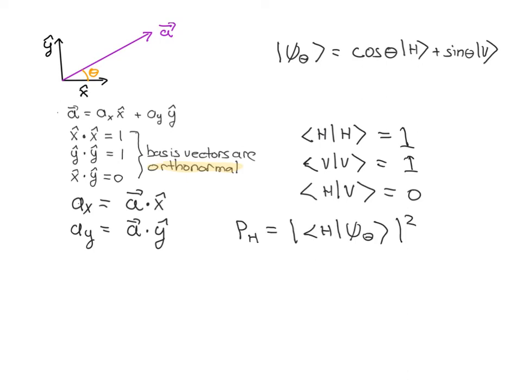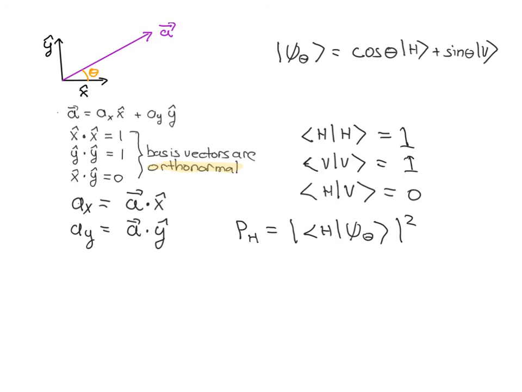So now suppose we have a photon in this state psi sub theta, and we want to calculate the probability of measuring the photon in the horizontal channel. Well, we can calculate that probability using the following expression. We're going to call this our probability amplitude, and we take the absolute value of that probability amplitude and square it to get the probability of getting a photon measured in the horizontal channel.